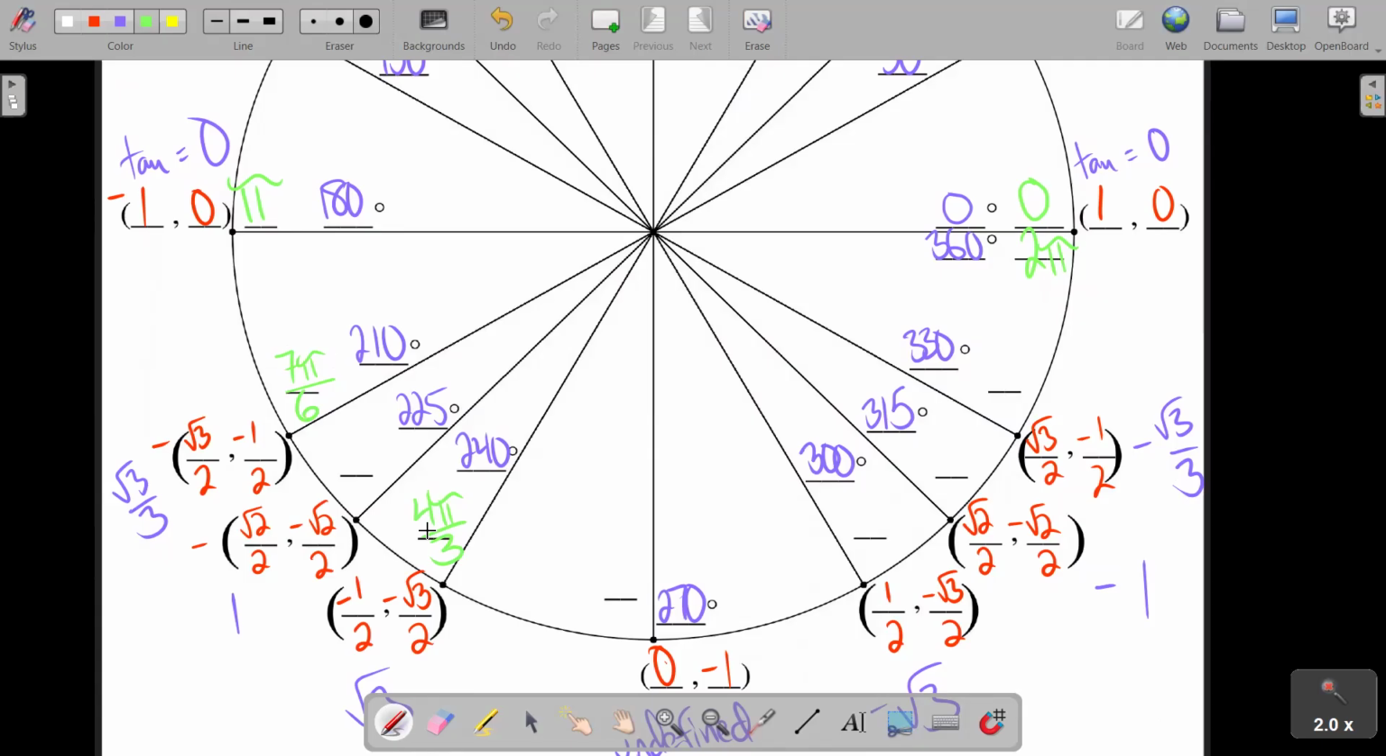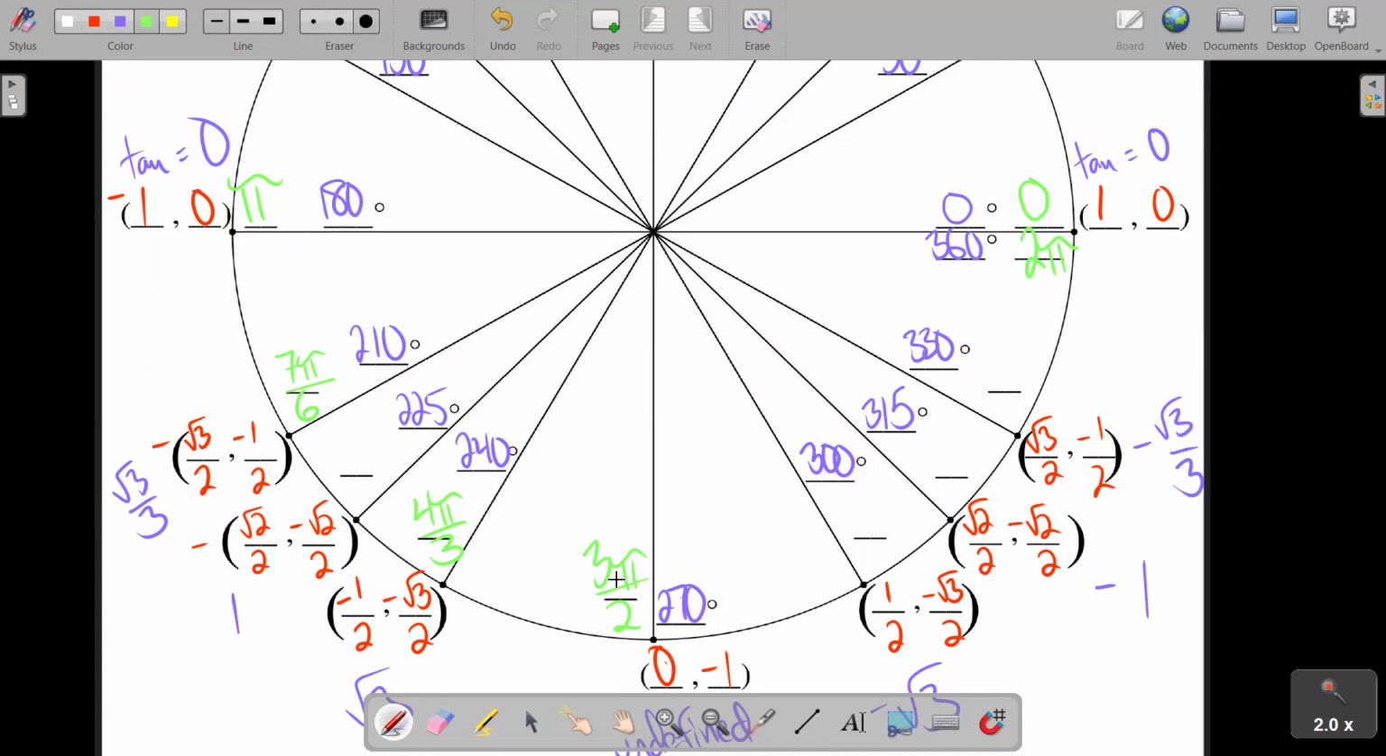Add another pi over 6, and you now have 9 pi over 6, right? Which is 3 pi over 2. Probably should have filled that one in earlier, but didn't feel like the right time, I guess. So the next one's going to be 10 pi over 6, which we'll reduce to 5 pi over 3.